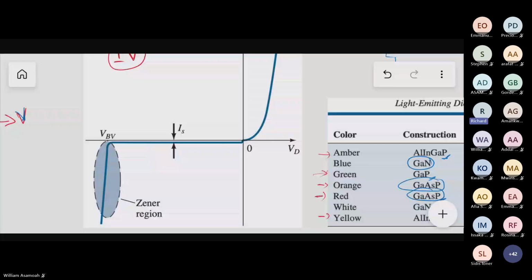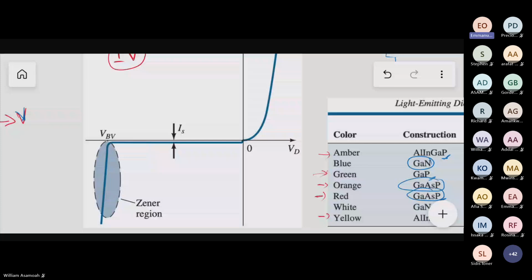Which means there's another region where the diode breaks down? Yes, the Zener region. That's why we call it a breakdown. In the Zener region, the diode breaks down. I'll go into details when we get to the Zener diodes. In the Zener region, the diode has broken down and it can't really function. Kindly put your hands down if I answer your question.